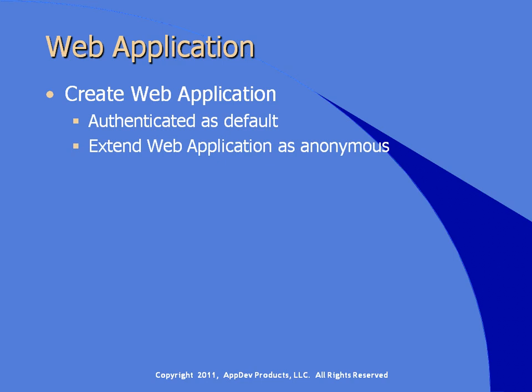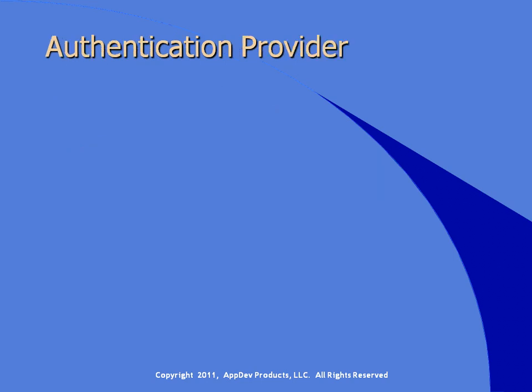And then you're going to extend that web application as anonymous. On the Authentication Provider side of it, you're going to configure your zones. You can have up to 5 zones per web application, but no more than that. The default, when you create the initial web application, that is set at default. Granted, you can change that, but you must have a default zone.